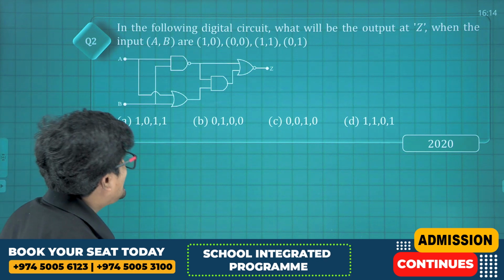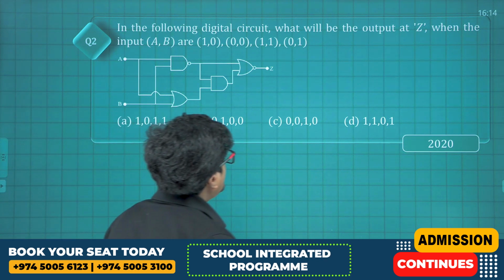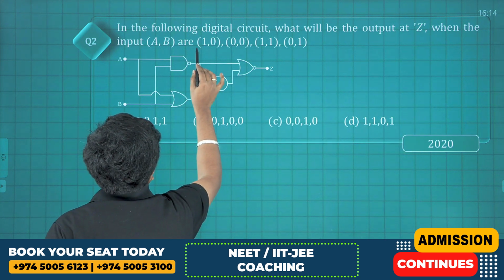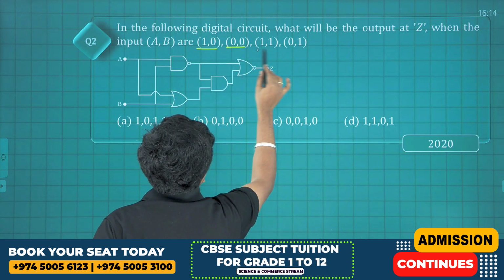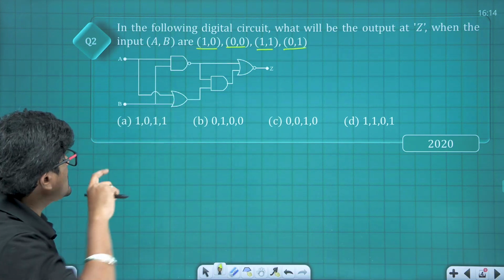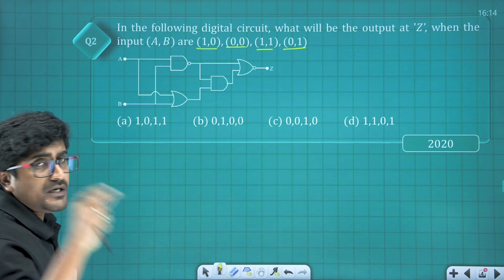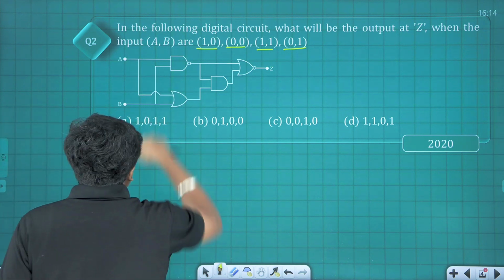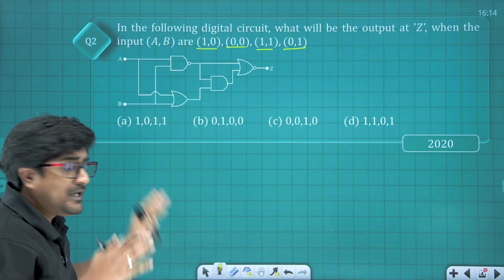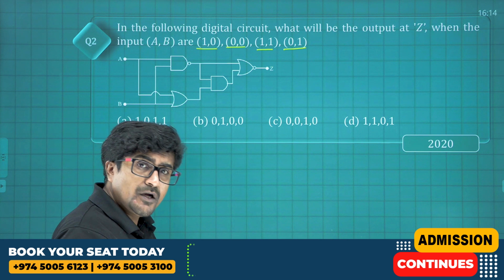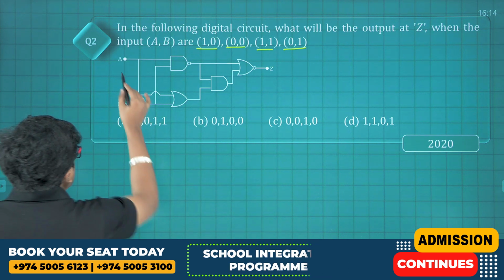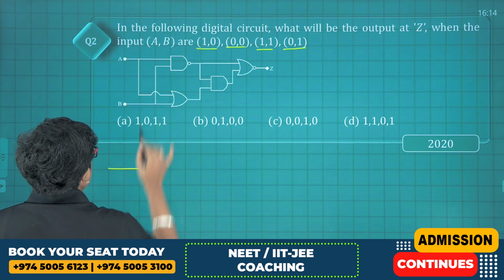In the following digital circuit, what will be the output at Z when the input at AB are 1 0 0 0 1 1 0 1? That's very important, the input sequence is very important. It is 1 0 0 0 1 1 0 1. So here let's redraw the circuit diagram, and based on that let us finally come to the truth table for this, and that will take us to the answer. Here this is A going in.